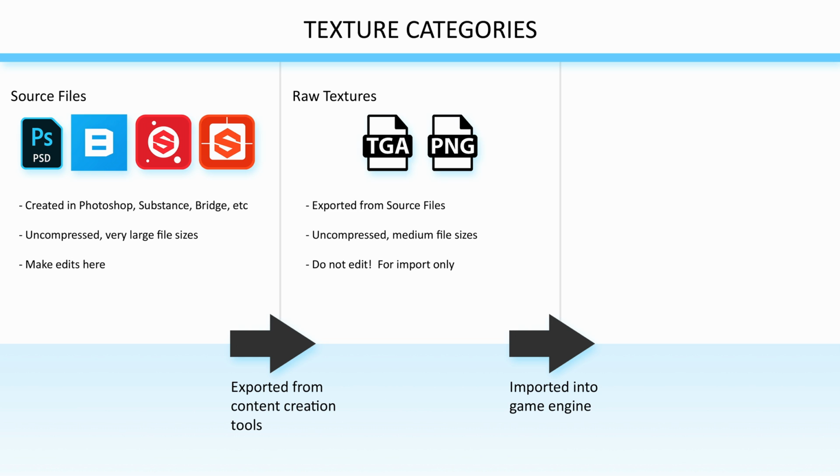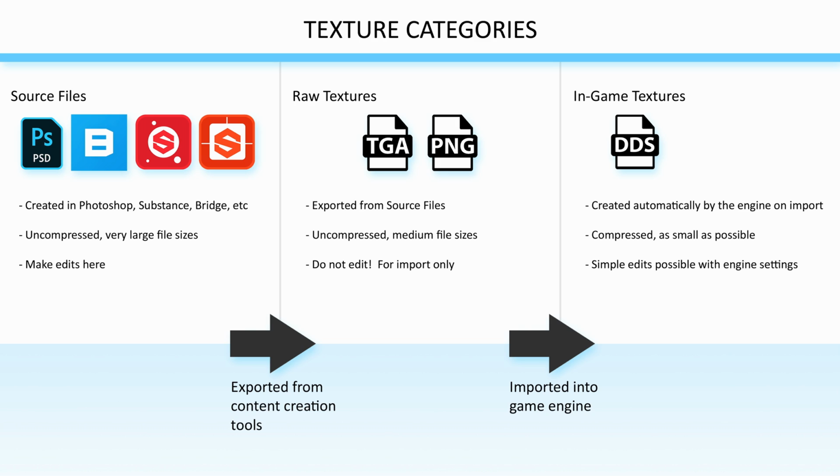Alright, so when you import a texture into the engine, a third texture asset is created, and this is the in-game version of the texture. The engine automatically creates this texture asset. Here I'm representing this asset with the DDS icon, because DDS or Direct Draw Surface files are used by DirectX platforms such as Windows and Xbox. But other platforms such as Apple devices, Android, and PlayStation all use their own proprietary image formats. The game engine automatically creates these for you when you import your texture.